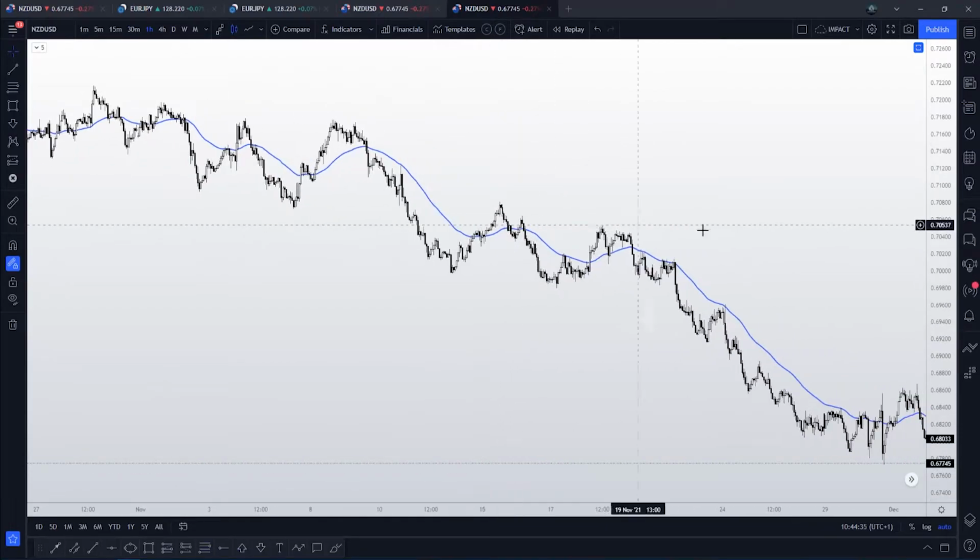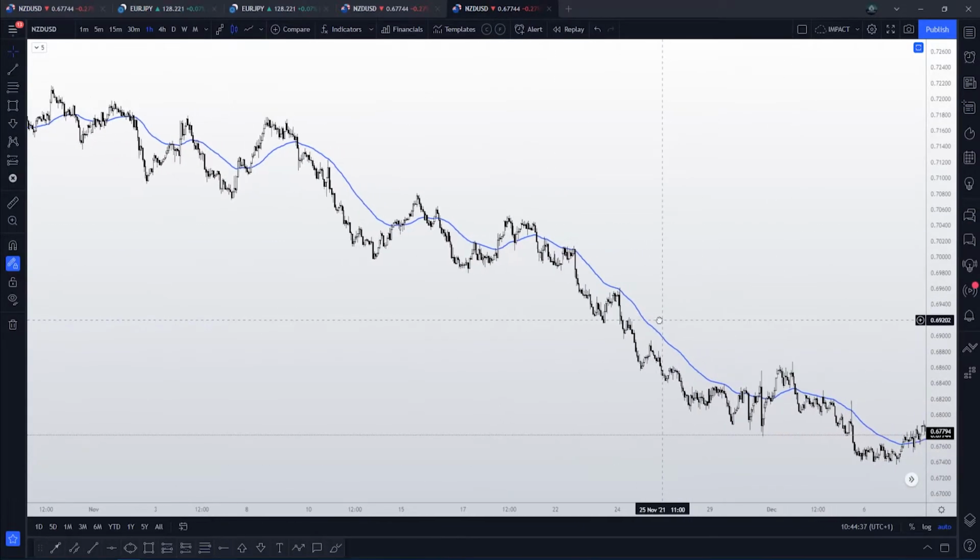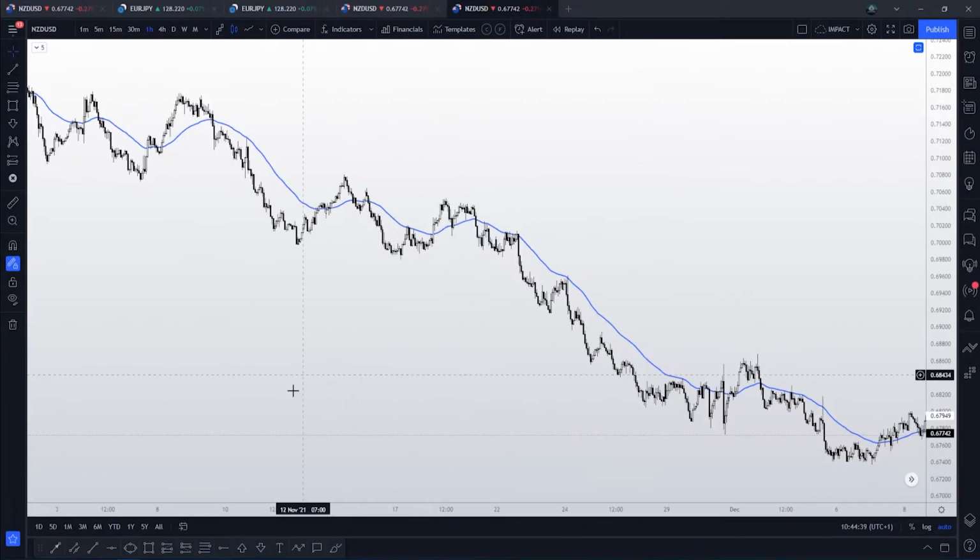This is the one we use most for dynamic support or resistance for extra confluence. So if you only want to use one moving average, I suggest using the 50 EMA. The 50 EMA is a crucial building block for the strategy. That's why I made it a little thicker than the other two.